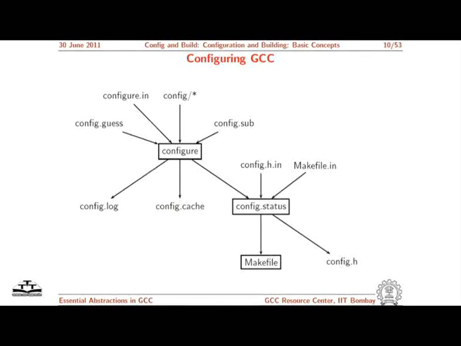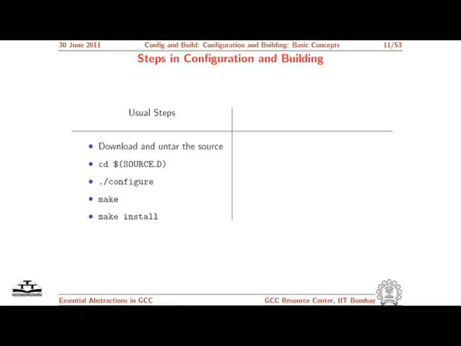Configuration essentially creates a makefile which is customized to the path, the target, the language directory, the processor, the host, etc. All these things, and then we have to give the make command in order to compile GCC. Now we saw this: when we download a software, what are the usual steps that we do?